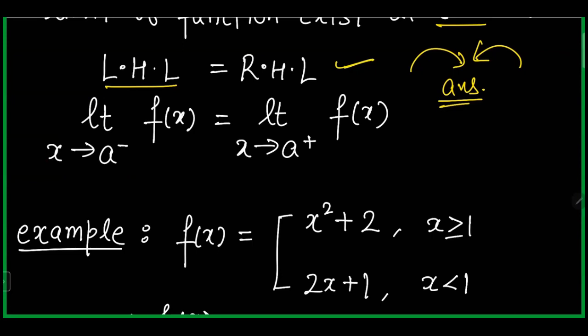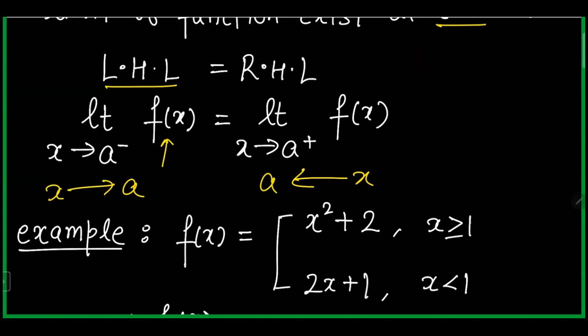Okay, so you have to find the value of f(x) when your x is coming to a from the left side, and you have to tell me the value of f(x) when your x is coming to a from the right side. And in both these cases, if your answer is the same, it means your limit exists at x equals a. Now let me give you an example so that you can actually feel this phenomenon happening in front of you. Okay, so let's see.